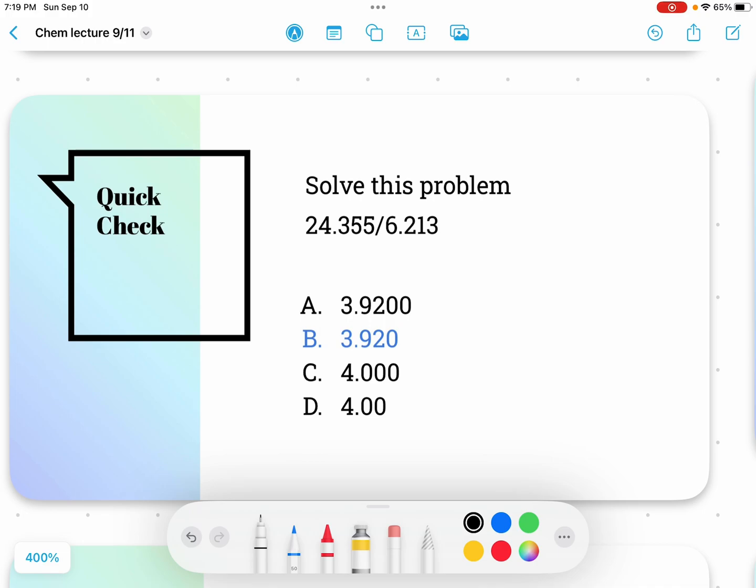3.920. So, major things to take away. Adding and subtracting, you are worried about what's behind the decimal. Multiplying and dividing, you worry about all of the sig figs. Always solve, then sig figs.